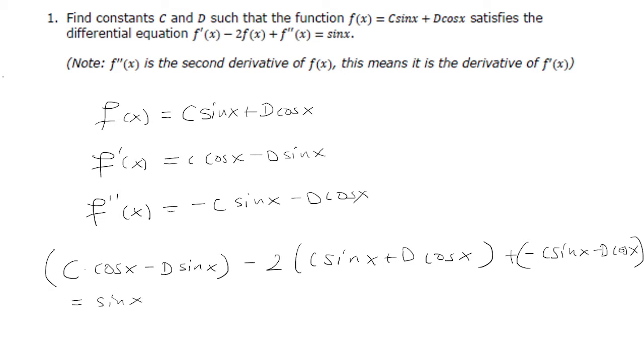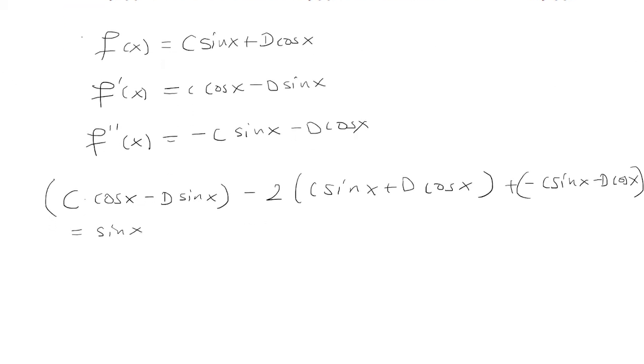At this point, we want to simplify this. So we can group the negative c sine of x. Here we have a negative 2c sine of x, and here's a negative c sine of x. So we'll have negative 3c sine of x. And then same thing here, we have negative 2d cosine of x, and then a negative d cosine of x. So that would be negative 3d cosine of x.